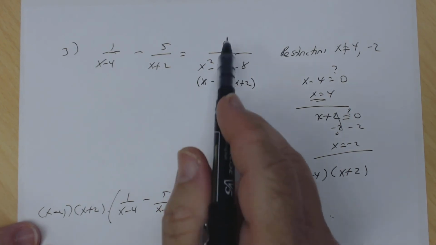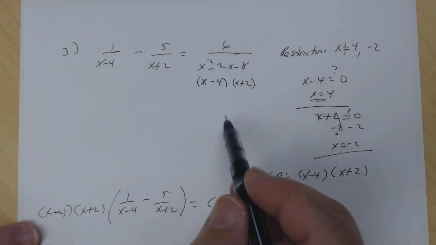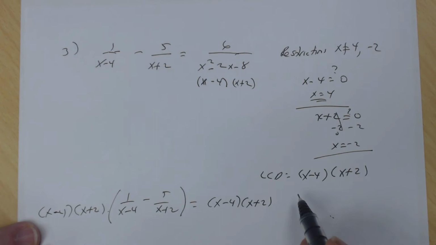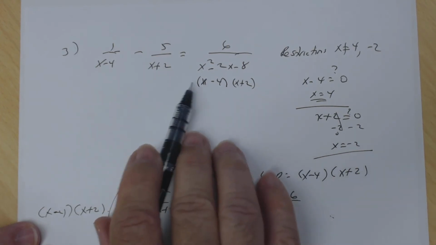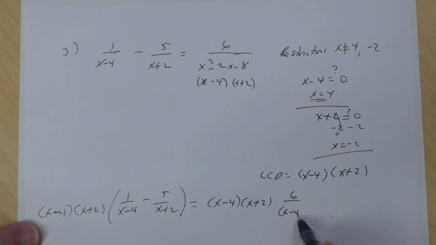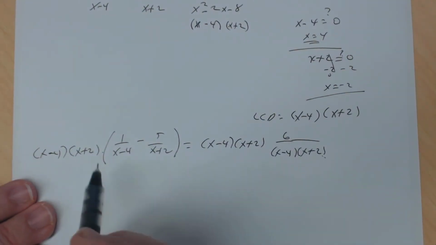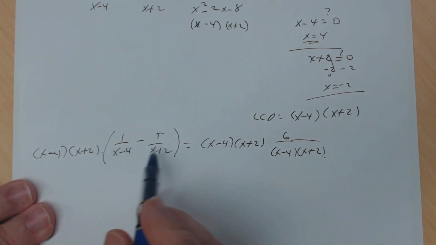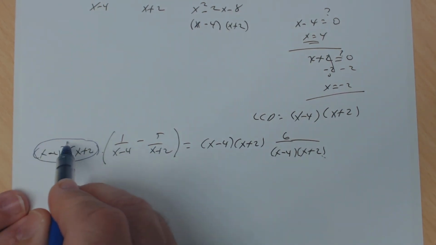times the right side. Now, since that's 1 fraction, I'm just going to leave it as 6 divided by, but make sure you write it in factored form, the denominator. X minus 4, x plus 2. Alright, and then what you have to do now is remember to distribute this, so distribute that LCD.